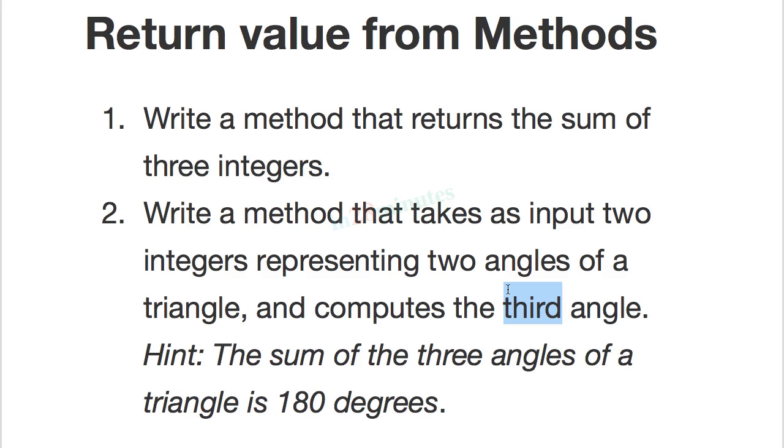So if I am passed in 50 and 50, then 50 plus 50 is 100. So the sum of three angles should be 180. So 180 minus 100 is 80. So the third angle should be 80 degrees. So you can pause the video here and try those methods as an exercise.